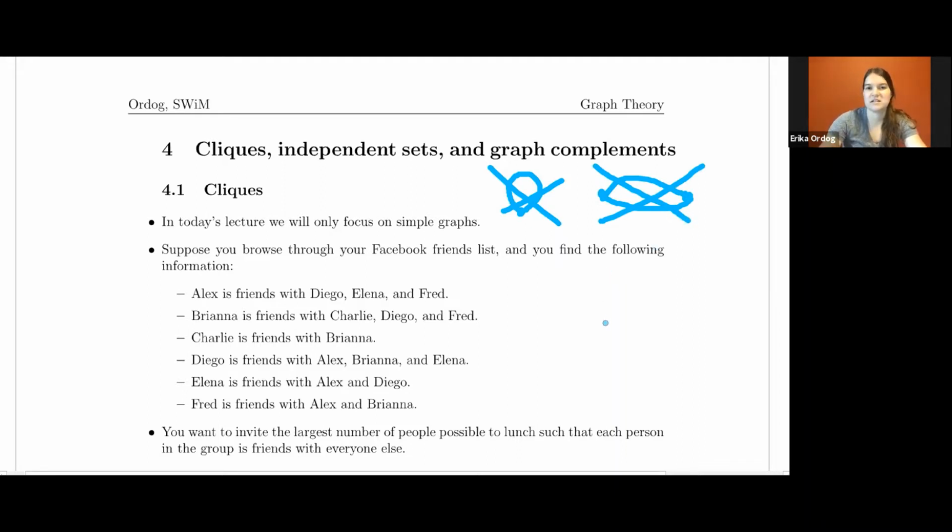So let's start by looking at this problem. Suppose you browse through your Facebook friends list and you find the following information. Alex is friends with Diego, Elena, and Fred. Brianna is friends with Charlie, Diego, and Fred, etc. We have all this information about who is friends with whom, and we want to invite the largest number of people possible to lunch so that each person in the group is friends with everyone else.